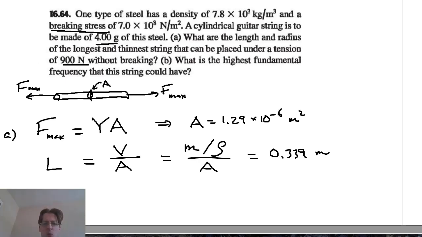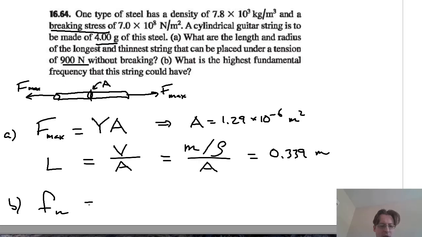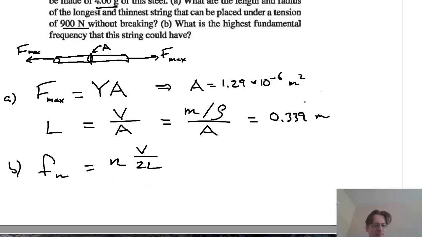Next up, what's the highest fundamental frequency that this string could have? So this is just plugging into our equation for the harmonics of a string, which are n times v over 2L. This is a string fixed at both ends. I'm assuming it didn't say that, but it's a guitar string. So I know a guitar string has fixed points at both ends of it. The fundamental is number 1, so we're looking at F1. N equals 1. The speed is 1 over 2L.